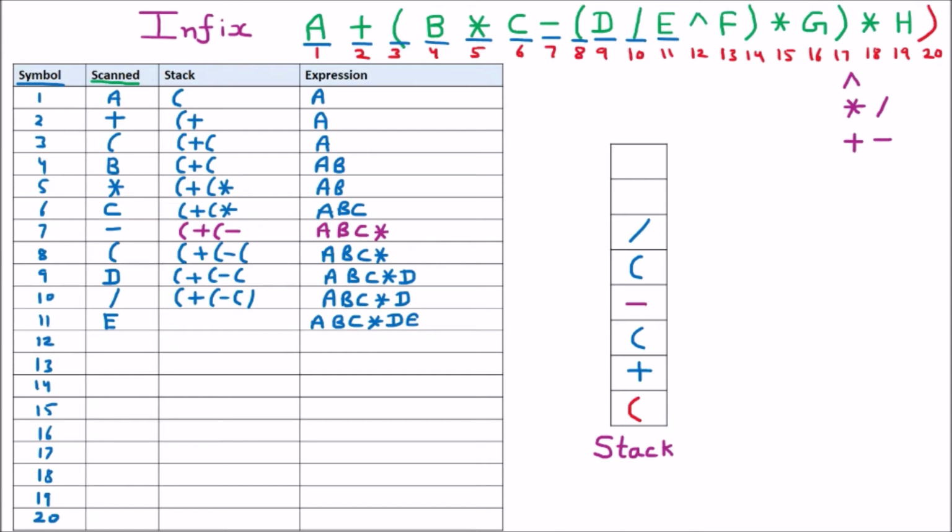And the stack entries are the same, that is bracket plus bracket minus bracket divide. Now the next symbol, the 12th, is power. The symbol power is an operator. Whenever an operator is encountered, we have to check. Case number 1, is the top of the stack some operator? Yes, it is an operator.